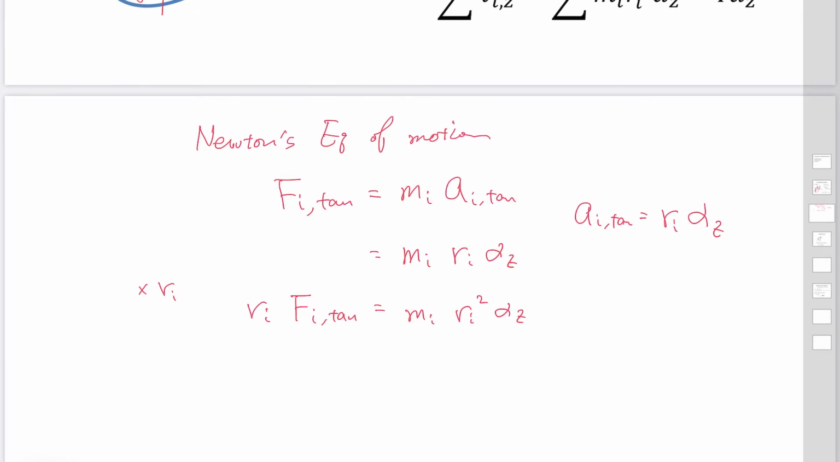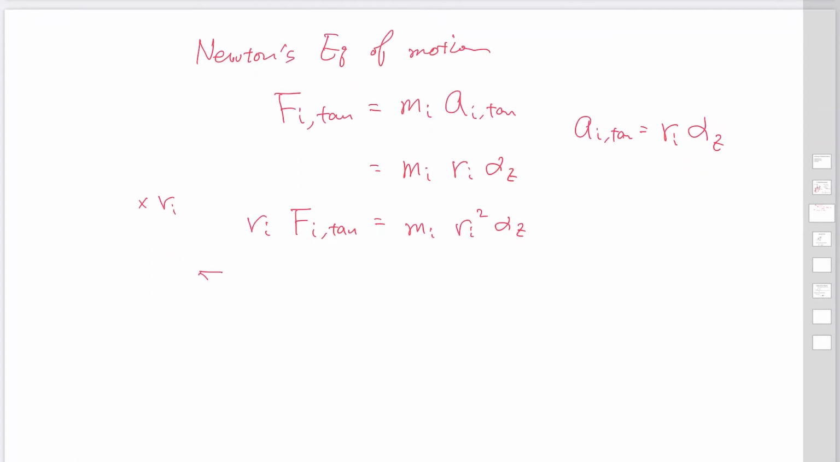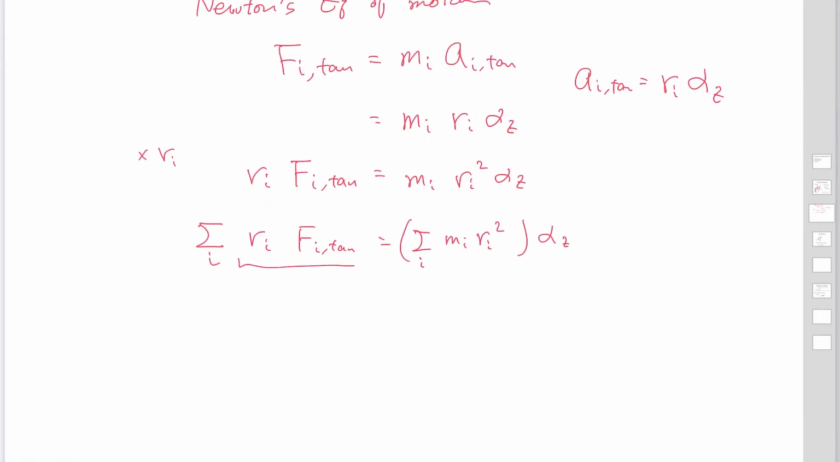Then we'd like to sum up all the pieces inside of the rigid body object. So take a sigma on both sides of the equation. So i is summed up over all points inside of the rigid body object. This is m sub i r sub i squared. All the elements inside of the rigid body have the same angular acceleration of alpha z. Inside of this part is actually the torque, z component of the torque. This part is the moment of inertia.